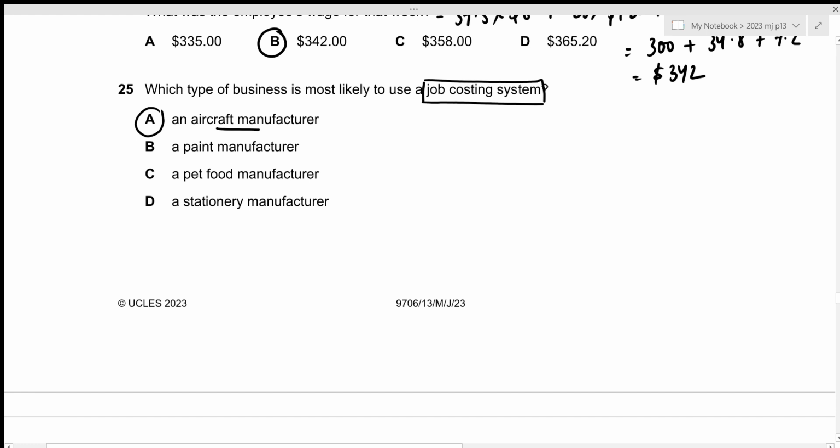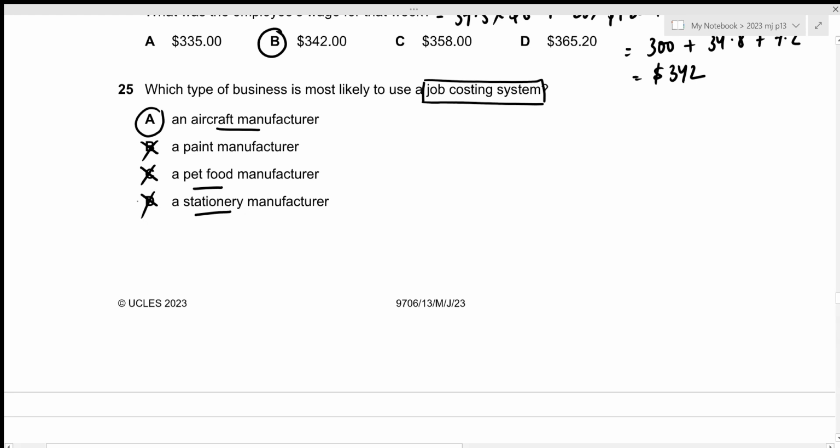But if you take a look at other options, we can see that there's a paint manufacturer. A paint manufacturer will not just prepare 1 liter of paint. They will prepare it in batches of bulk. So this is incorrect. The third one is a pet food manufacturer. Again, that's the same case. They will produce the pet food in bulk or in batches. That's incorrect as well. And a stationery manufacturer as well. A stationery manufacturer will not create a unique pencil for each new product, right? They will create the same pencil in batches. So that's incorrect as well.